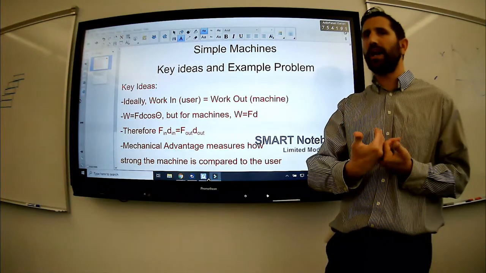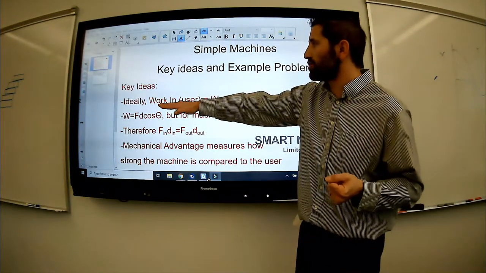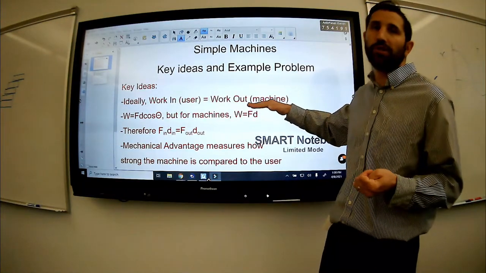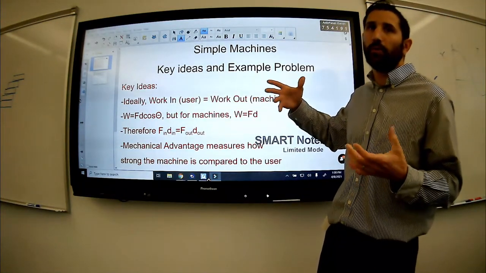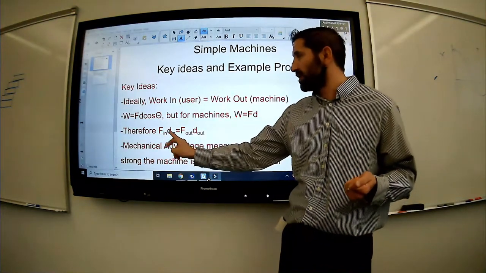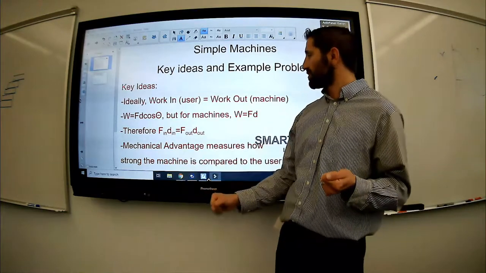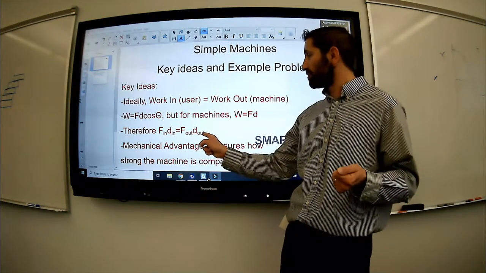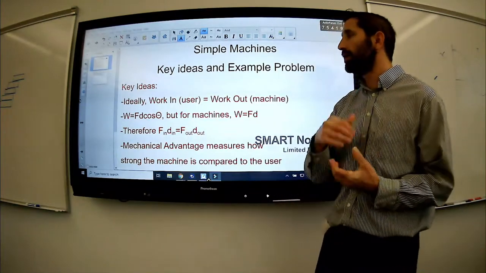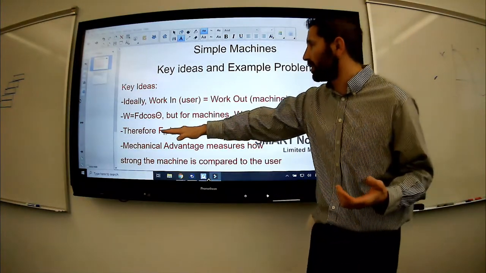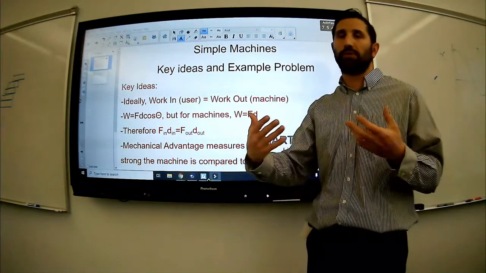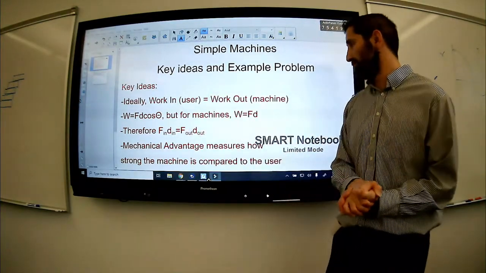So if we're saying that the work the user does, the input work, is equal to the work that the machine does, the output work, then we can express that like this. Force in times distance in, that's the work, is equal to force out times distance out. That would be the work by the machine. Okay? So that's a key idea, and that's going to allow us to figure out how much force or how much distance, input or output, by using that equation.